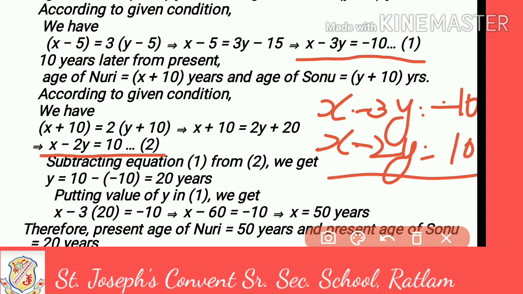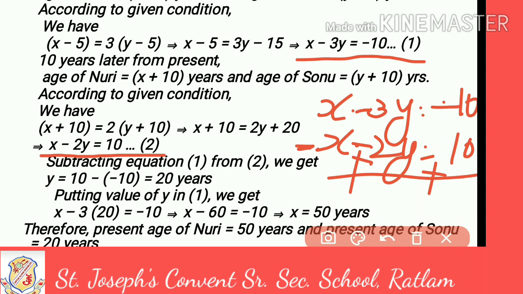So here can you see, simply if I subtract equation 2 from 1 or 1 from 2, whichever way you want, if you simply subtract, what are you going to get? You are going to get x and minus x will cancel out, and 10 plus 10, what will be 10 plus 10? 10 plus 10 is going to give you 20, so y is equal to 20 years.